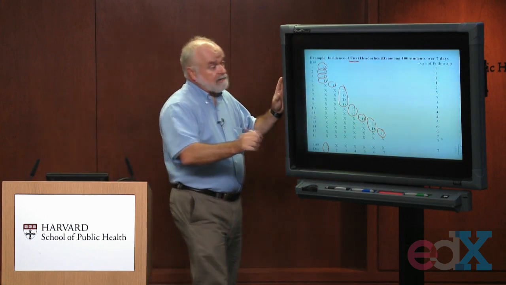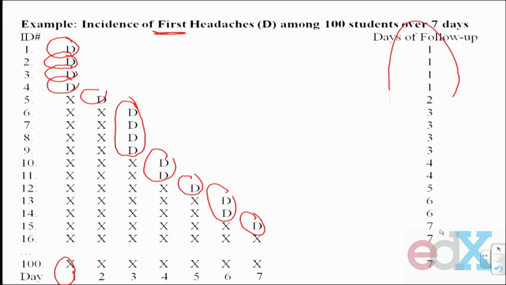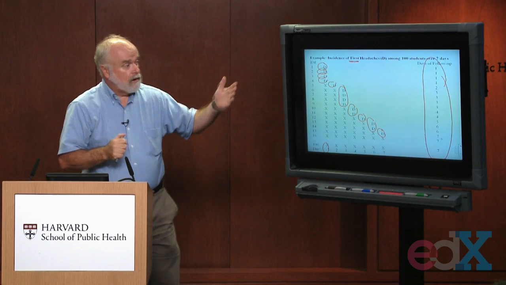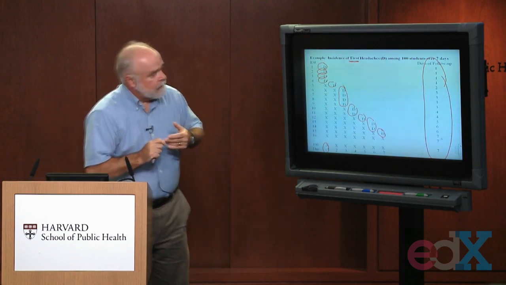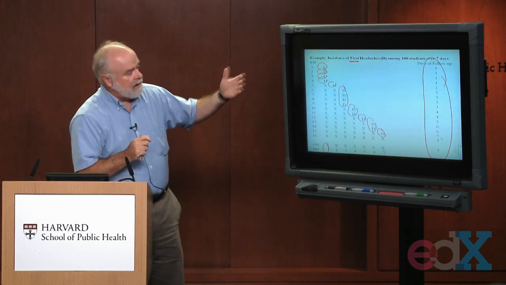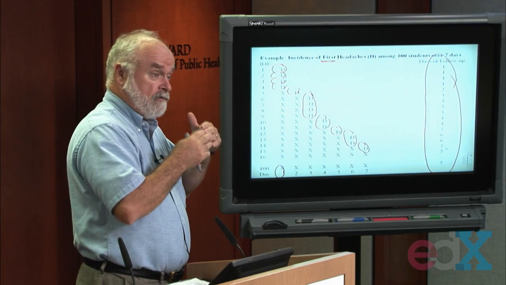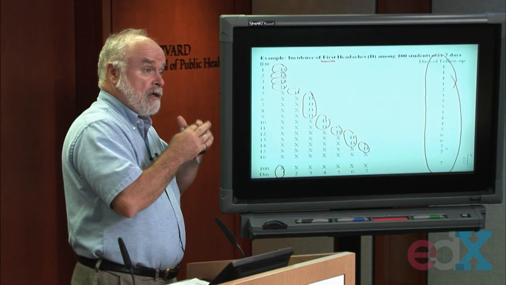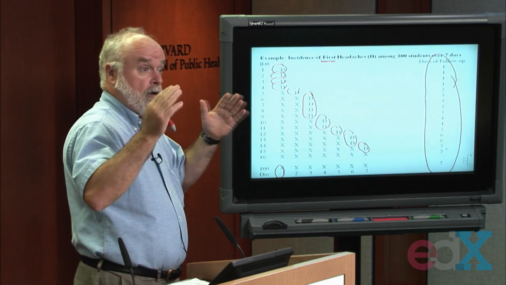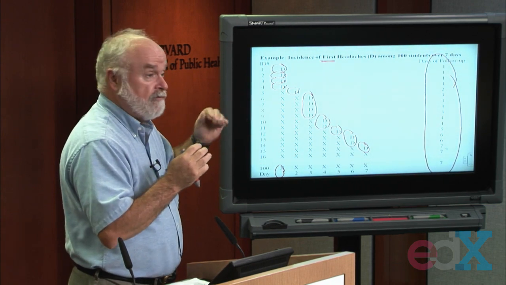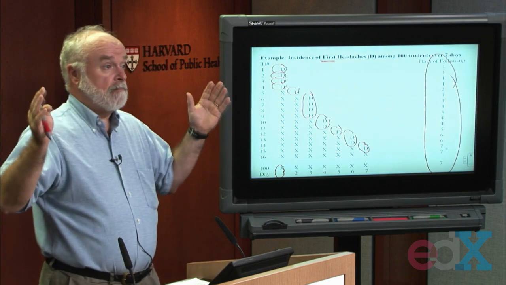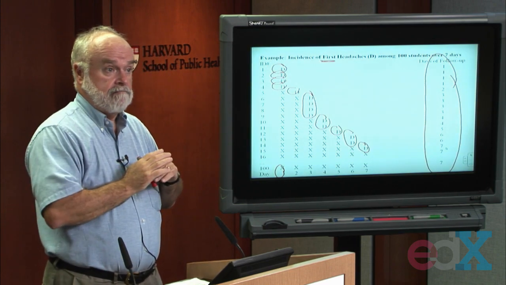So what's in this last column is the amount of time each person was followed until they developed a headache. 1 day for the first 4 people, 2 days for the next person, 3 days for the next 4 people, etc. Or 7 days, meaning for those who never developed a headache, they answered no, no, no, no, no, no headaches for 7 days. They were followed for 7 days. Their follow-up time is 7 days, and the study ended.